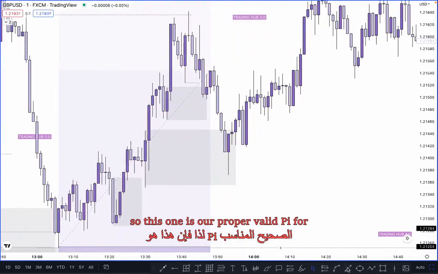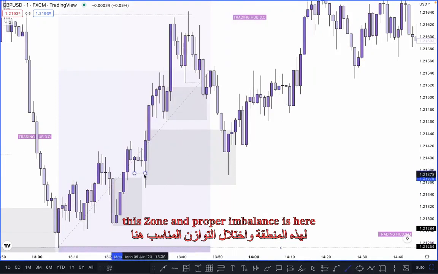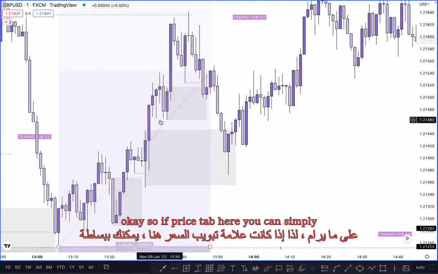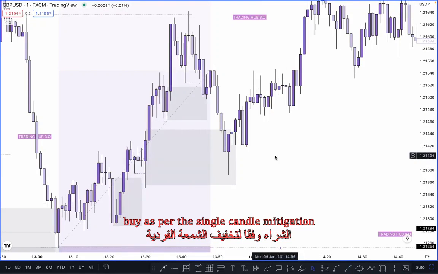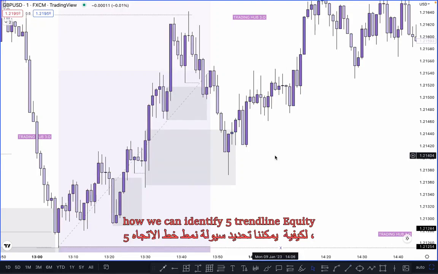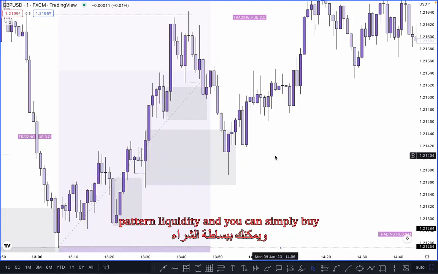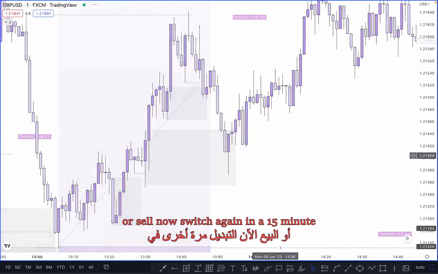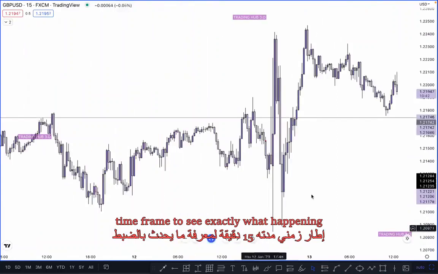So this one is our proper valid buy for this zone, and the proper imbalance is here. Okay, so if price taps here, you can simply buy as per the single candle mitigation, which will be covered in an upcoming chapter. So this is just an explanation of how we can identify trend line liquidity and pattern liquidity, and you can simply buy or sell. Now switch again to the 15-minute time frame to see exactly what is happening here.